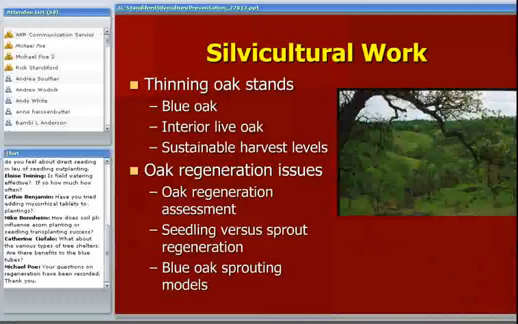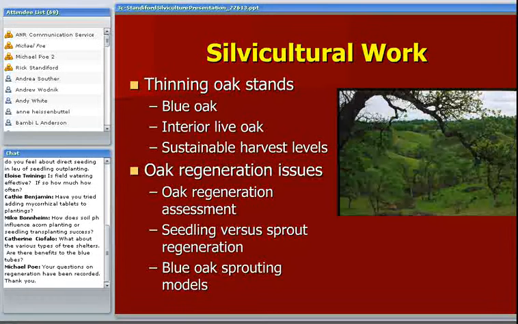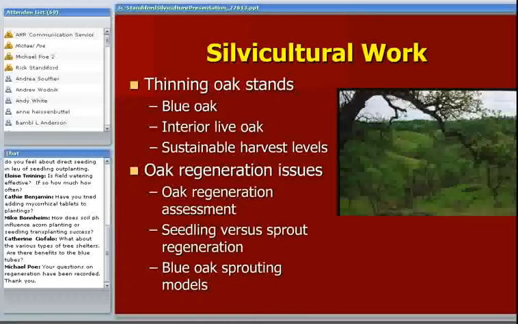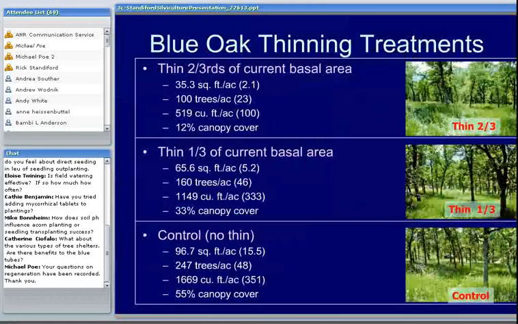I'll talk first about some thinning considerations and pull up very quickly some thinning of blue oaks and interior live oaks that we've done. And then in the guidelines booklet, we do have a table that I'll point you to on how to use determining sustainable harvest levels. We'll also talk a bit about some additional regeneration issues, a framework for assessing regeneration status, and then some oak sprouting models that we've put together.